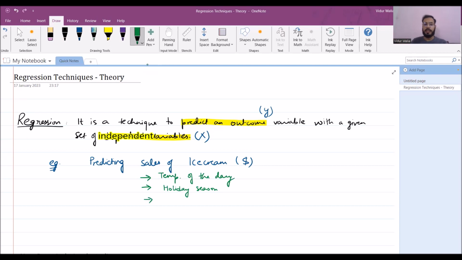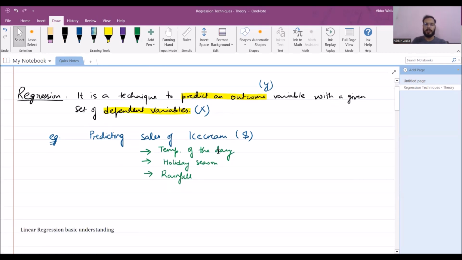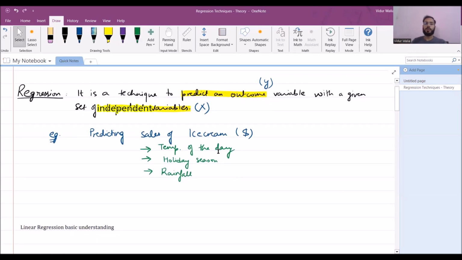Another variable that we can think about, it could be rainfall. This would be an inverse kind of a relationship. If rainfall rises, then the sales of ice cream should be falling, right? So in order to predict, and we can see that all of these variables intuitively make sense, right? These also, obviously, the price of ice cream at that time is a major variable, right?